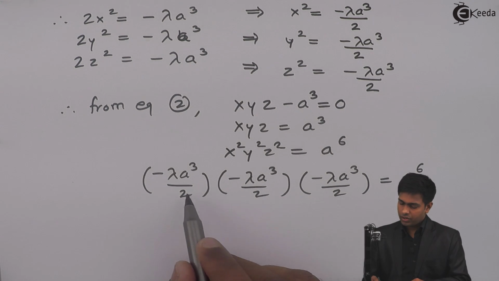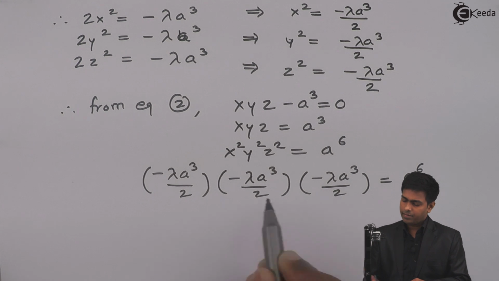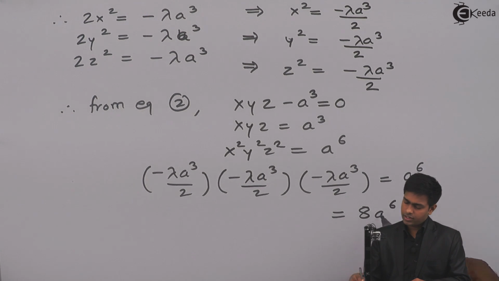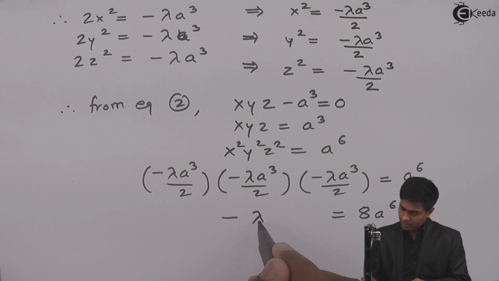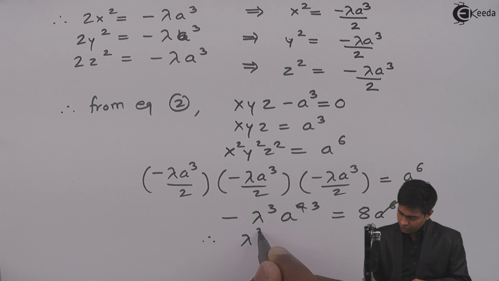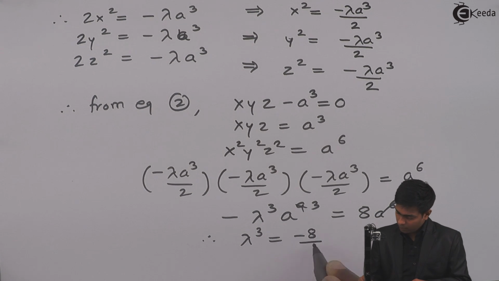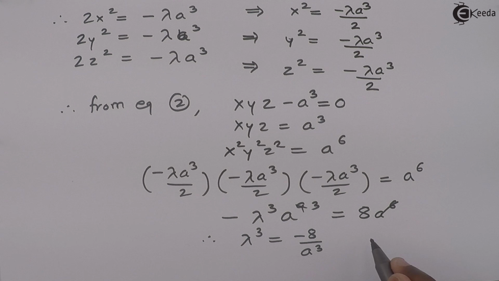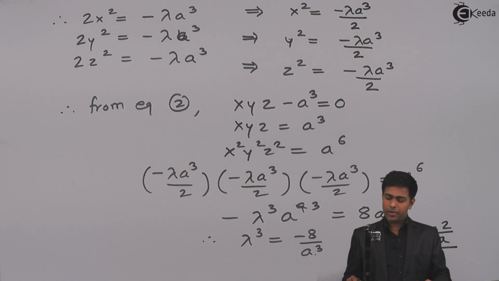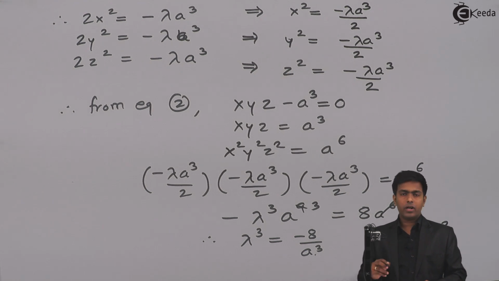So here we will get 2 into 2 into 2, that is 8. 8 will go there and will multiply. So here we will get 8 times a raised to 6. This will become minus lambda cube a raised to 9. Next, a raised to 6 and this 6 will cancel, here we will get 3. So here we will get lambda cube as minus 8 upon a cube, and by finding the cube root, we will get the value of lambda as minus 2 upon a.